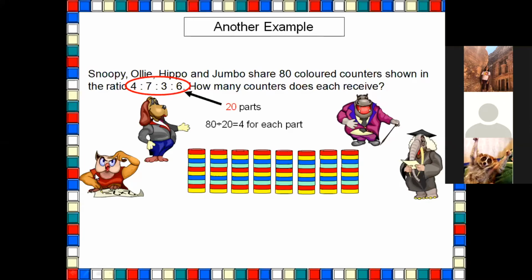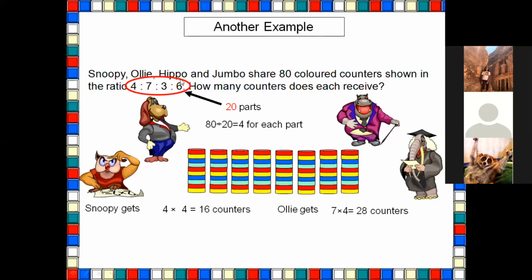Let's start with Snoopy. Snoopy, how many parts does he have? Since his name is the first one, it's 4. 4 times 4, 16 counters. Now look at Ollie. Ollie is the second name. He has 7 parts. And when we divided 80 by 20, we got 4. So 7 times 4, 28 counters.